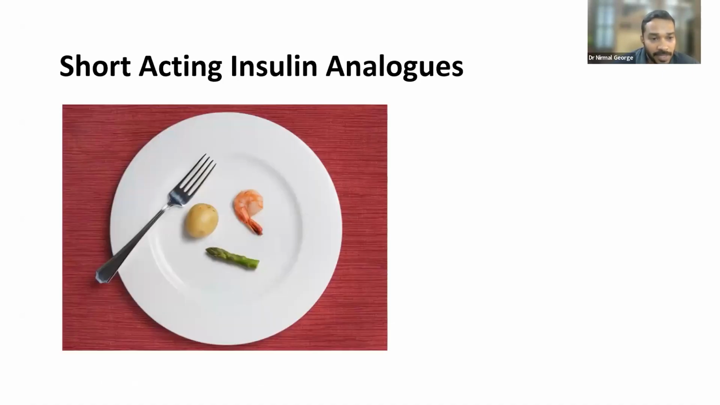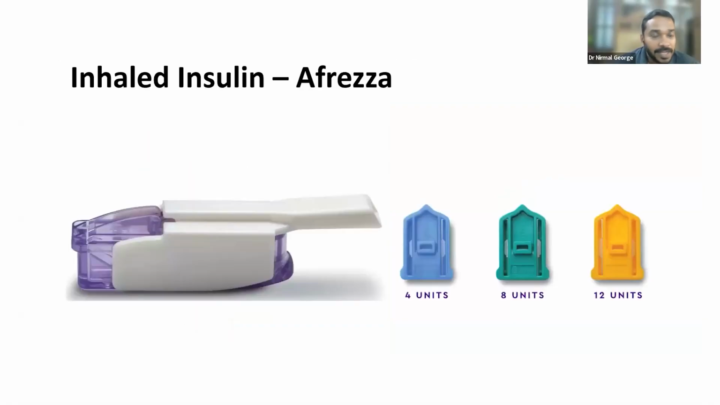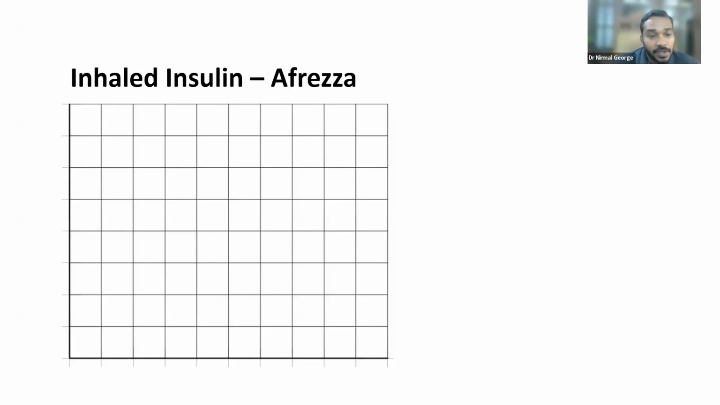If you are taking a small meal, you can take a lower dose. If you are taking a larger meal, you can take a larger dose. It is easy, but a lot can happen in that 15 minutes. The disadvantage is that it is expensive. And very recently, in 2024, an inhaled insulin, Afrezza, has been approved by the DCGI. It is available as an inhalation, and the insulin dosage is color coded. You get a blue colored cartridge for 4 units, a green colored cartridge for 8 units, and a yellow colored cartridge for 12 units. This is more rapid acting, and it has a shorter duration of action.